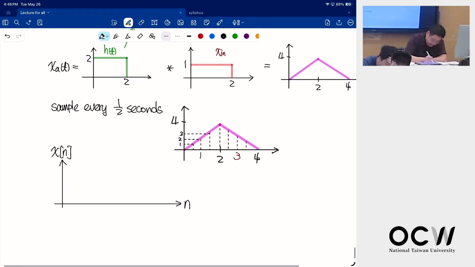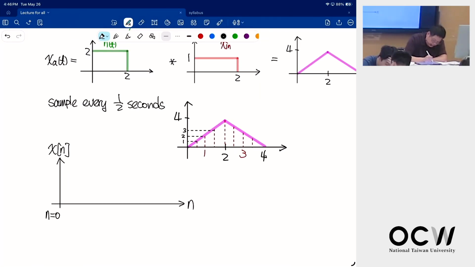And here x of n. So n is 0. We have 1, 2, 3, 4, 5, 6, 7, and 8. 0. So this is n equals 4. This is n equals 8.